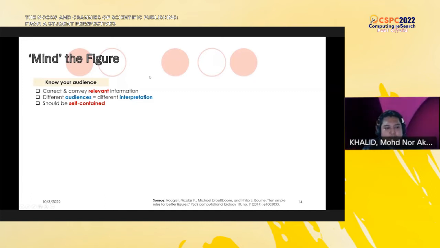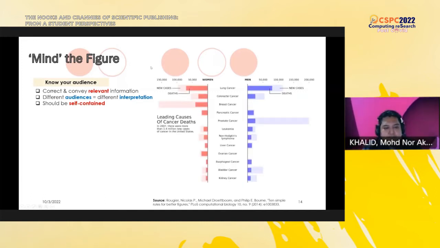One of them is to know your audience. Whenever you know your audience, you will convey the correct information, right? Different audiences can have different interpretations.